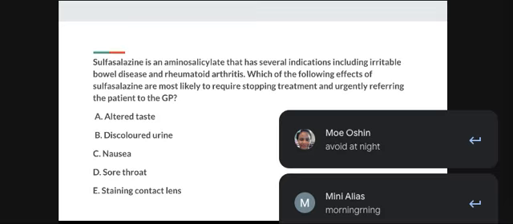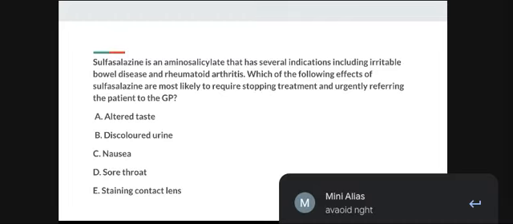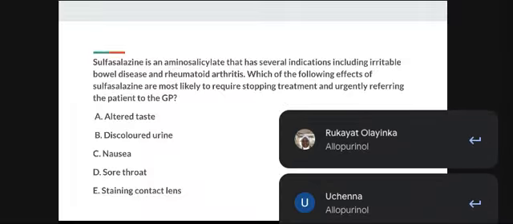Okay, so we revised medications that require adequate fluid. Which medication for gout also requires adequate fluid intake? Yeah, so Minnie said allopurinol. That's correct. Well done, everyone. Allopurinol requires adequate fluid intake.